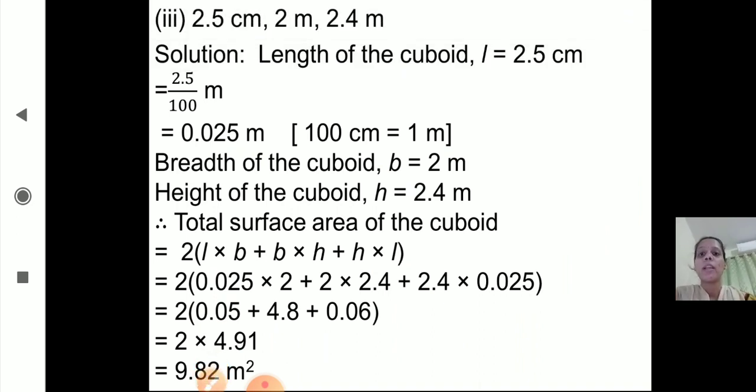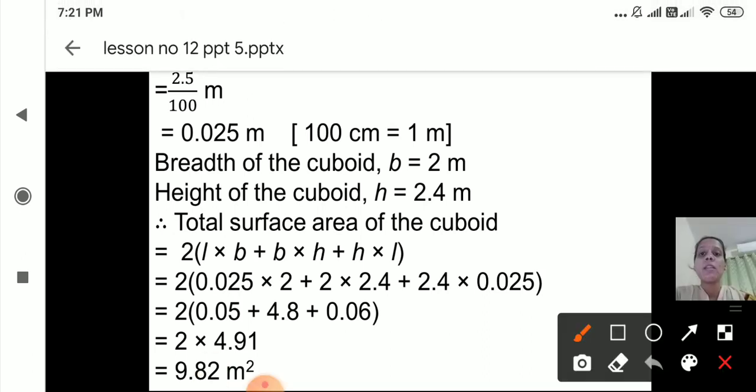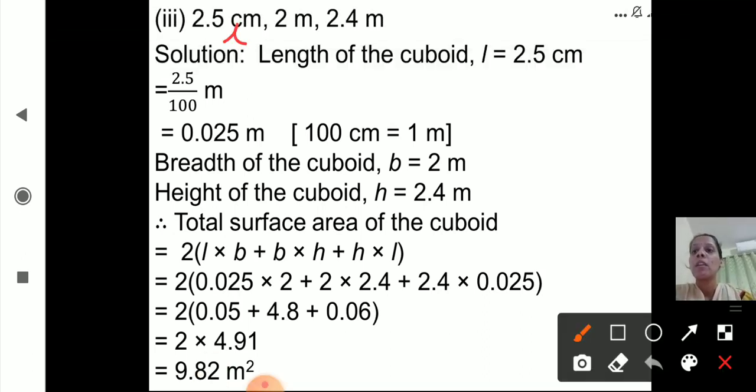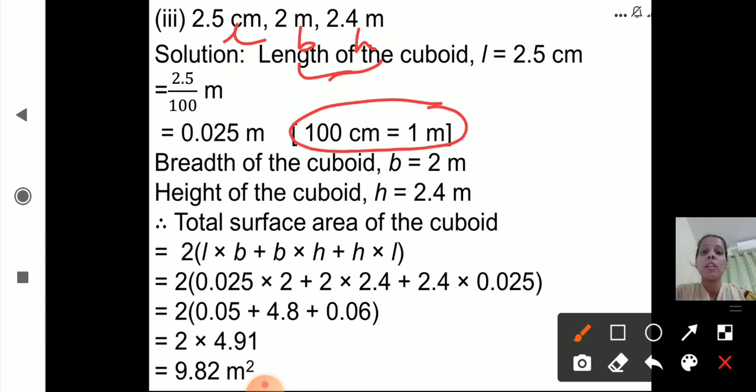Okay, I hope you are clear with the third sum. In the third question, length is given in centimeter. See, this is length, this is breadth, and this is height. Breadth and height both are given in meter, and length is given in centimeter. So first we will convert this centimeter into meter. As we know, 1 meter is equal to 100 centimeter, right? So 2.5 centimeter is equal to 2.5 divided by 100. So the answer is 0.025 meter. So we have converted this 2.5 centimeter into meter. So we got 0.025 meter, right?